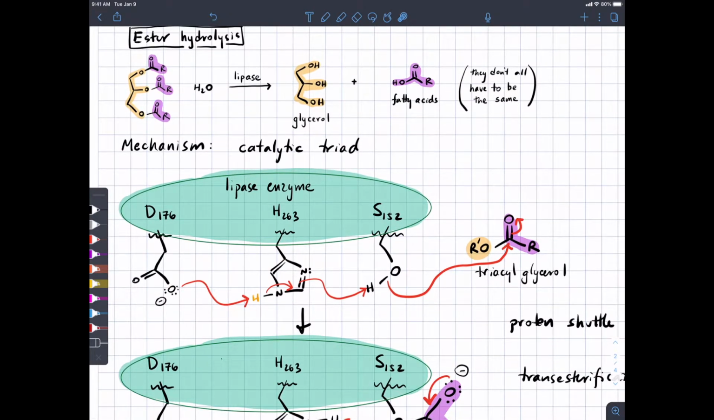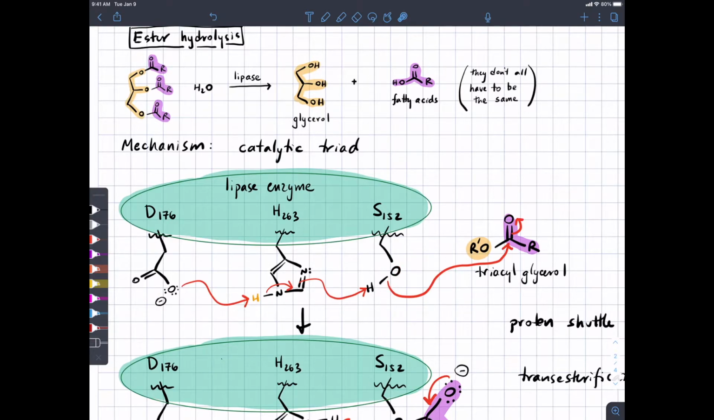What we're doing with this catalytic triad is using the serine hydroxyl as a nucleophile to attack the carbonyl carbon of the triglyceride. Ultimately, we want to replace this OR group from glycerol with water, but we're going to have an intermediate where we replace the OR group from glycerol with the oxygen from serine.